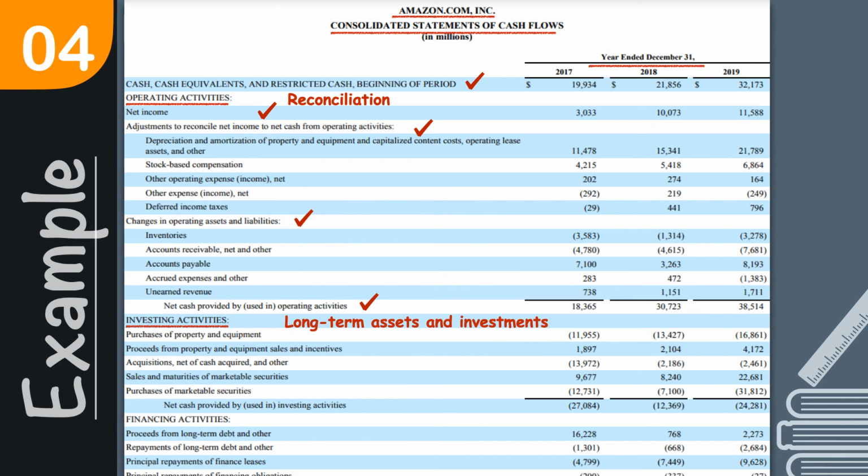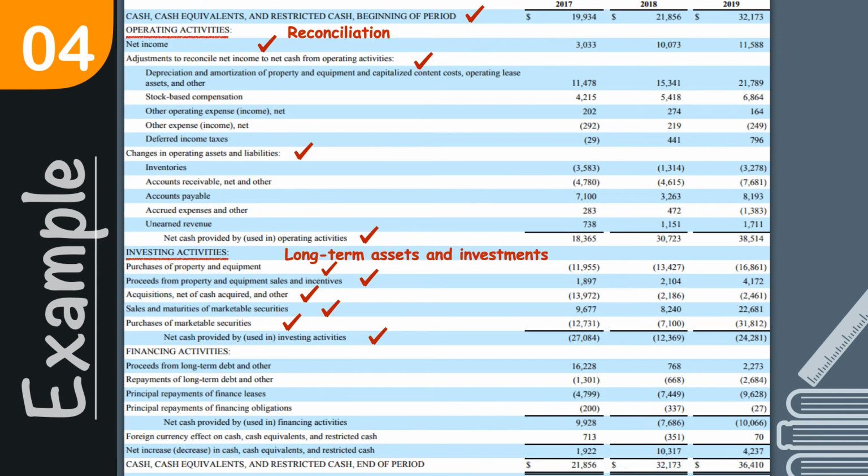Next follows the investing activities, and this includes elements of long-term assets and investments. So as you can see, you have property and equipment, more property and equipment, you have some acquisitions, you have sales and maturities of marketable securities, which falls under investments, and purchases of marketable securities. This gives us our net cash provided by or used in investing activities.